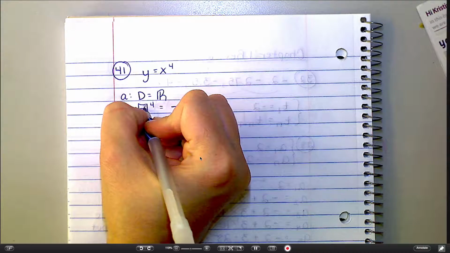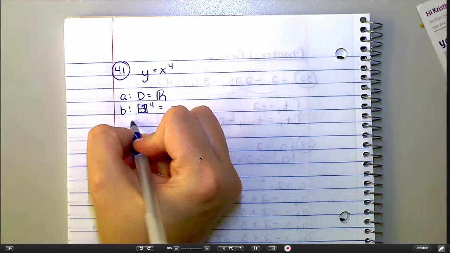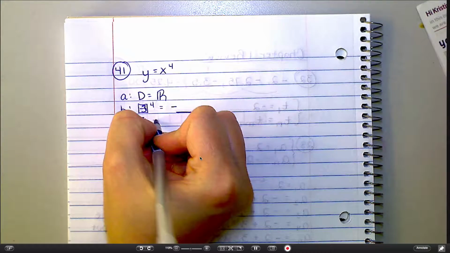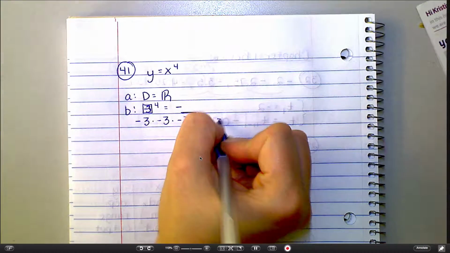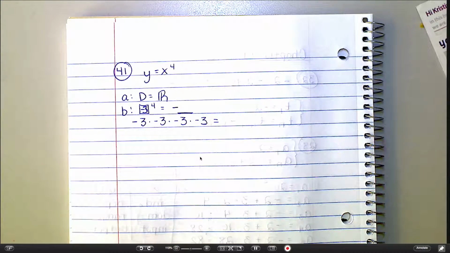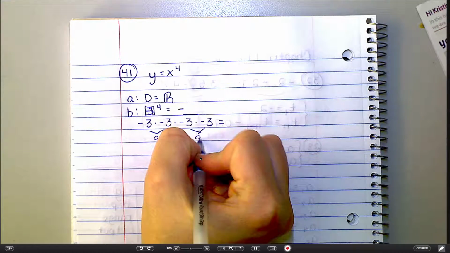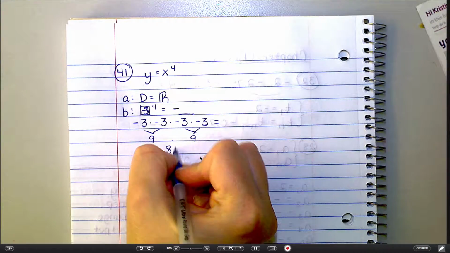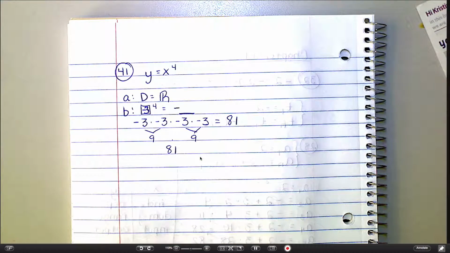Now, before you touch your calculator, let's think about what that's really saying. Negative 3 to the power of 4 means negative 3 times negative 3 times negative 3 times negative 3. Even if you don't know the answer numerically, what do you know about your answer? Izzy? It's going to be positive. Why? Because the negative signs cancel. Okay, so 2 negatives make a positive, and then when I multiply the positives, I get a positive 81. So if I have 4 negatives, it's going to make a positive.